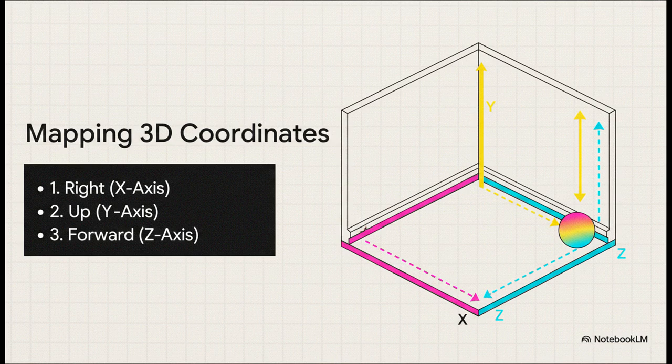So, if we have that ordered triplet 3, 1, 2, what does it actually mean in real life? It means we take 3 steps right along the x-axis, we move 1 unit straight up the y-axis, and then we step 2 units forward into the room along the z-axis. With just those 3 simple directions, we can map absolutely any specific point in the 3D world around us.